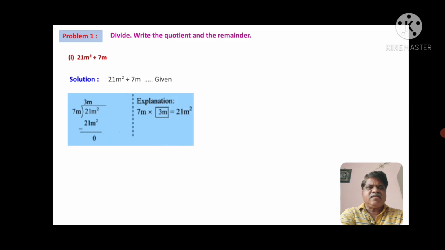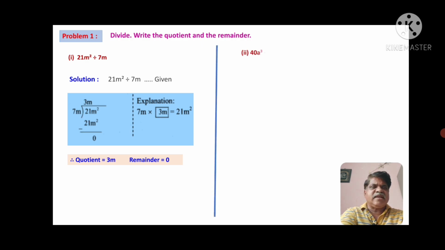This 21m square is the dividend and this 7m is the divisor. So 7m should be multiplied by which quantity to get 21m square? In the explanation part you can see in the box that 3m is written. So 3m here will be the quotient. The product of 7m and 3m gives you 21m square, that is written here. In the division part you can see 21m square, it is the dividend. Below that we write the product, and subtracting gives 0. So the quotient will be equal to 3m and the remainder is 0.